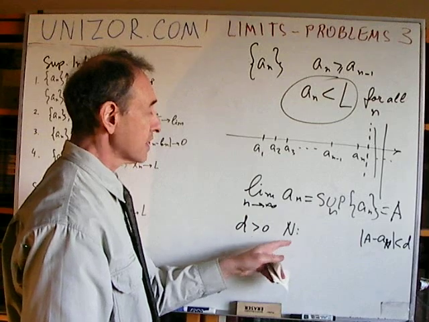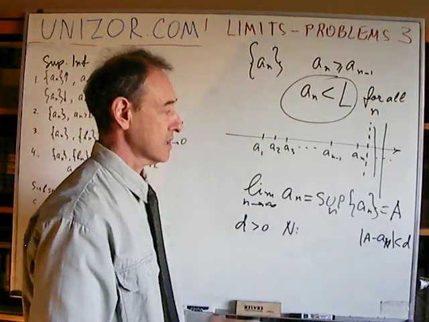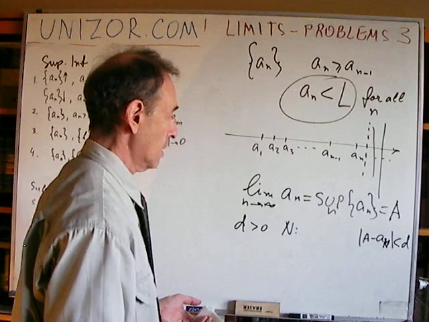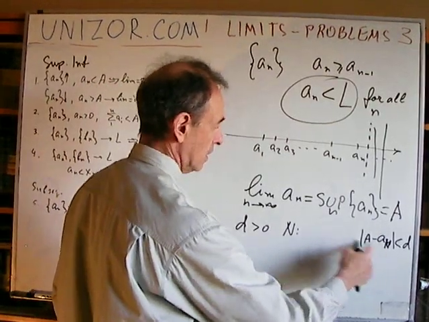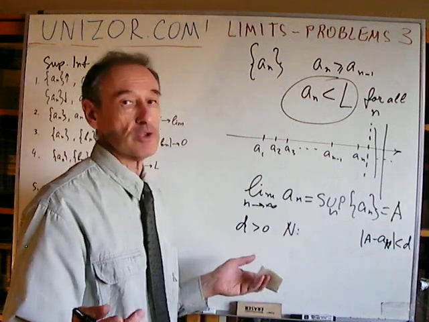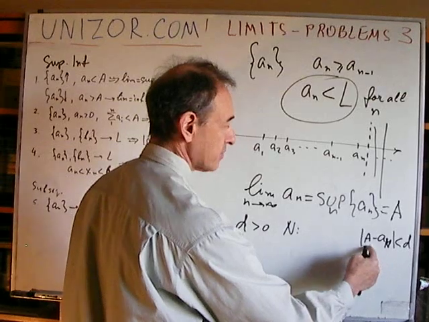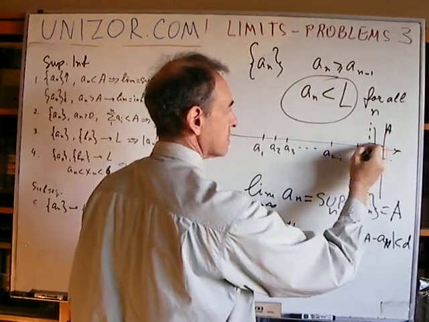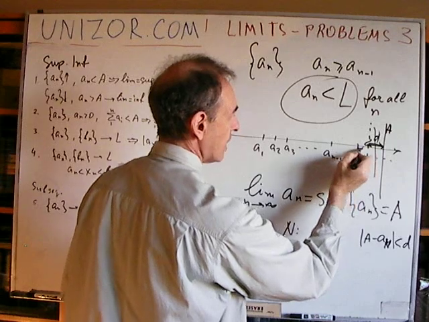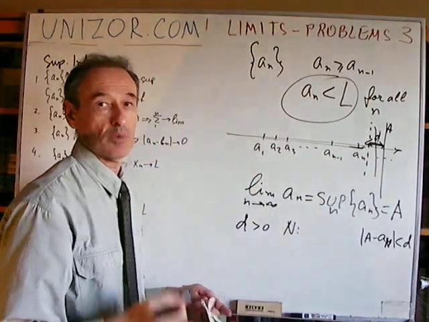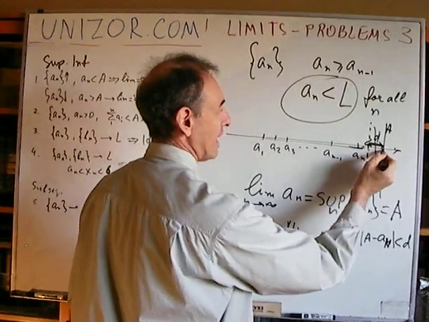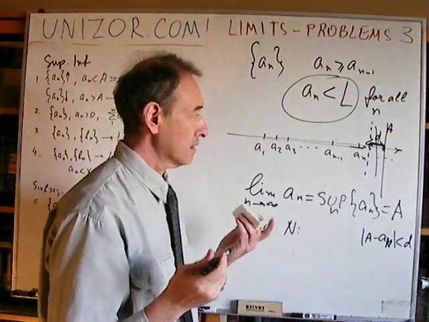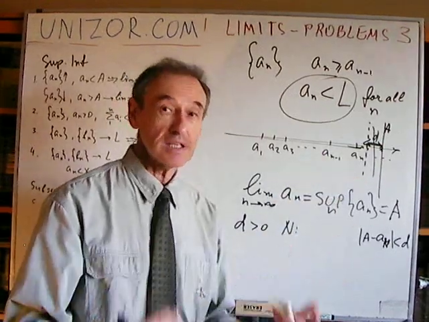So, how can we prove that there is such a number n which satisfies this? Well, let's assume that there is no such number, which means that all elements, whatever number we choose, are further from the A than D. So, if this is A, and this is D, all elements are further from A than D, what does it mean? It means that any number between A and A minus D would also be an upper boundary, which contradicts the fact that A is the least upper boundary.